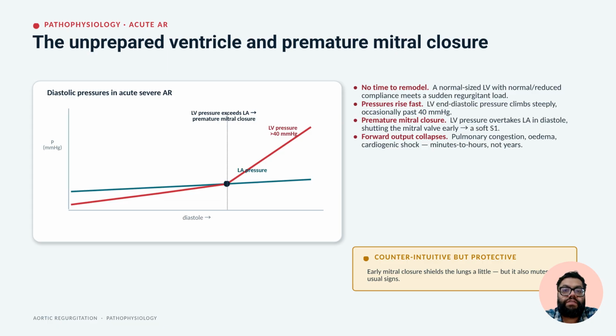Follow it until it crosses the gently rising left atrial pressure, the T line. At that crossing point, something important happens. The ventricle is now at higher pressure than the atrium while still in diastole, so the mitral valve is pushed shut early. That premature mitral closure is partly protective.